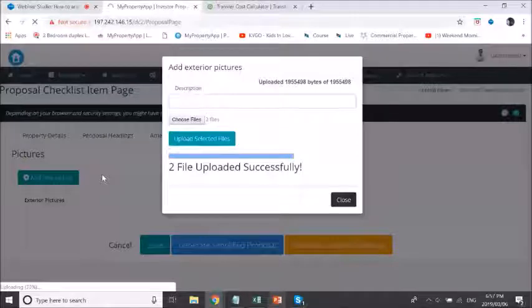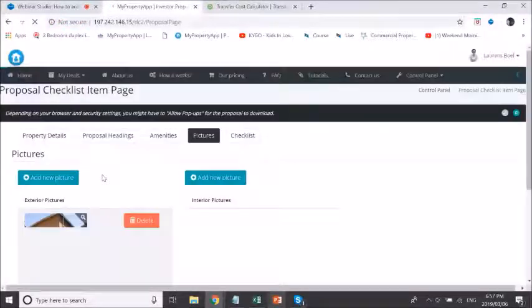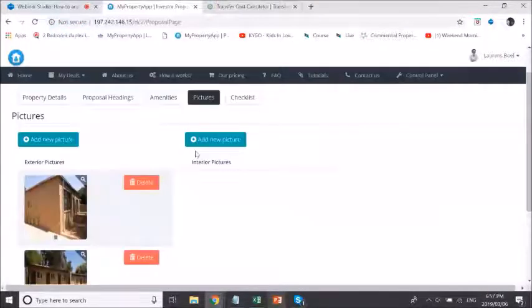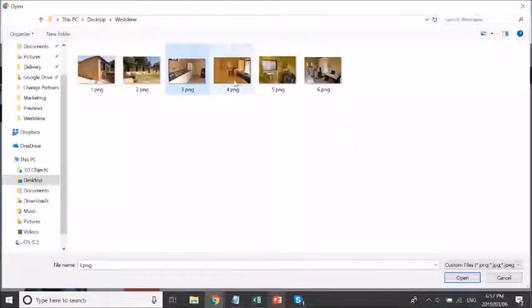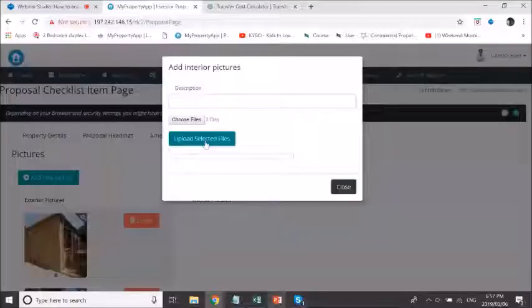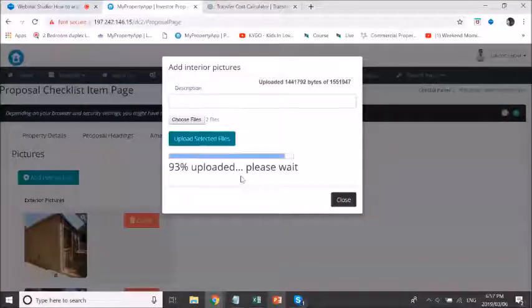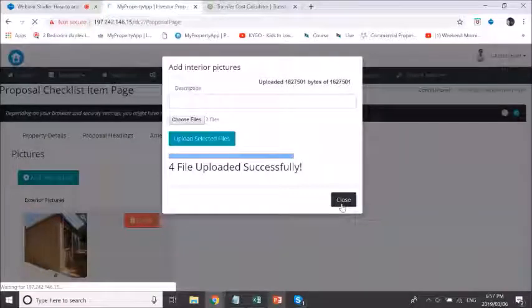I think I did take very big pictures. I hope it's not going to take too long. Okay, there we go. So the two pictures are added there, and interior. Again, you can choose some bulk files. I'm just going to choose these two for now. Upload. I'm just giving it some time to finish the upload and then go close.